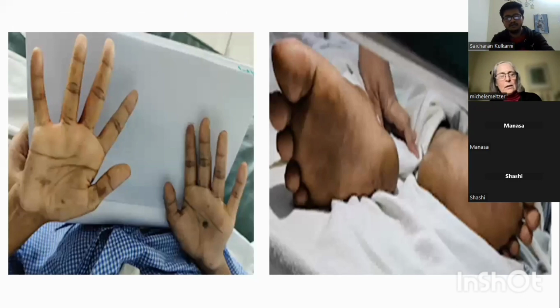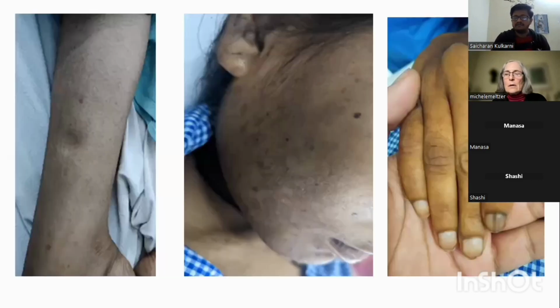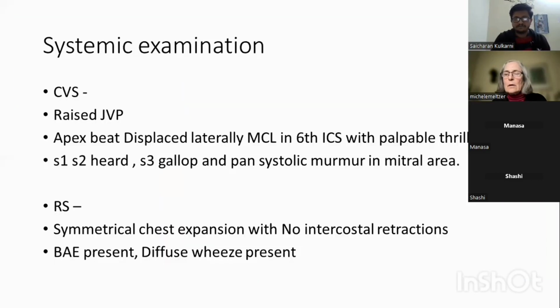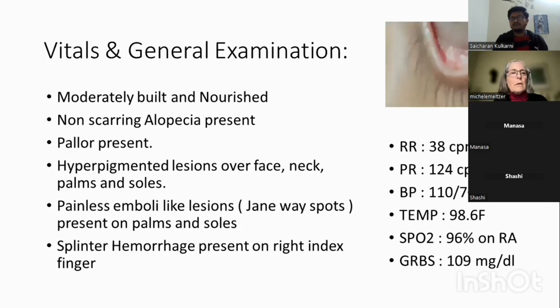So we thought that those are the embolic lesions, ma'am, on the skin of soles and palms, which are painless. And also the pitting edema. A systemic examination here. Okay. So it's a general examination, ma'am. She also had non-scarring alopecia, and she's pale.